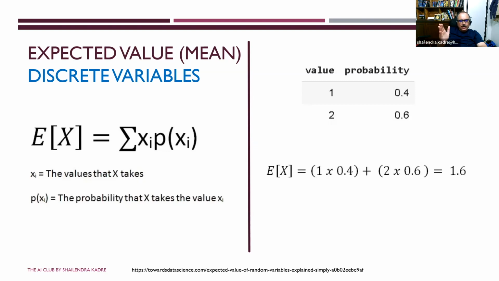Where it is useful, I'll tell you later. I'll give you some business examples also where it is useful. So expected value, I found out this way. Can it be negative, guys? Can expected value be negative?